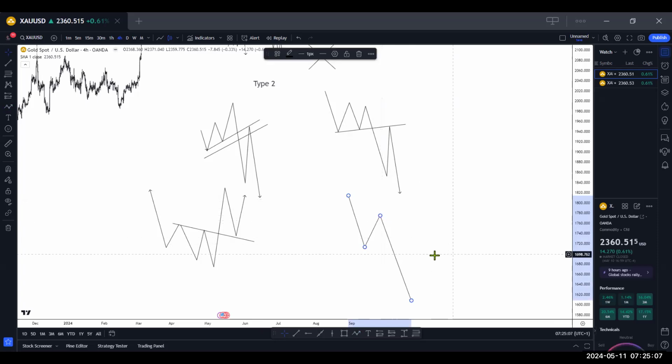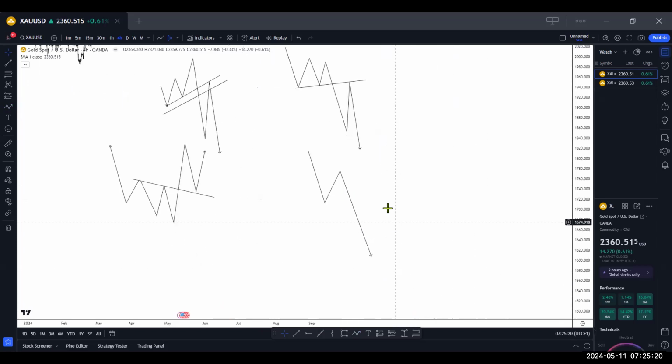For type 2 buy continuation, type 2 buy continuation, you have something like this.